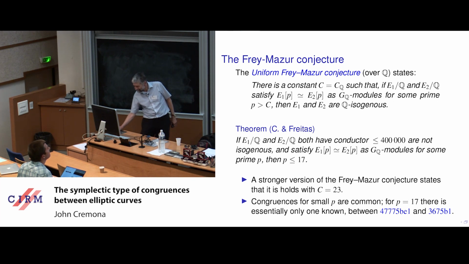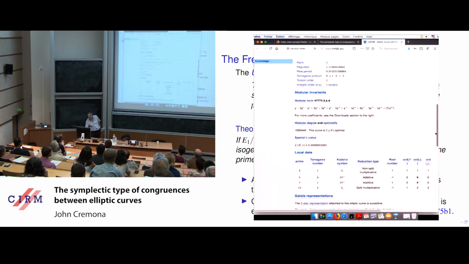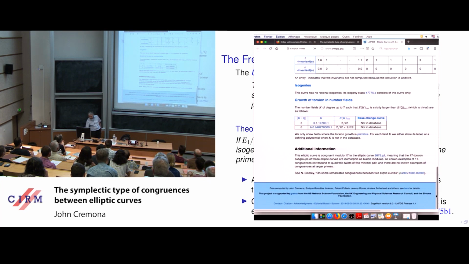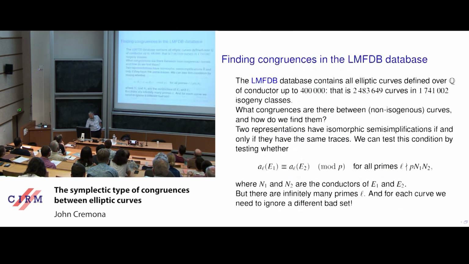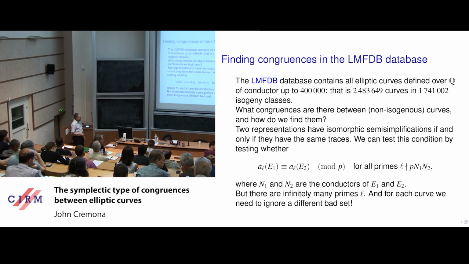Anyway. Okay, so every elliptic curve has a home page, and this is the home page of this curve. And in fact, this curve even knows that it has this nice property, because right down at the bottom, it actually says, you can't read that, it's too small, but it says that this curve is mod 17 congruent to another curve.